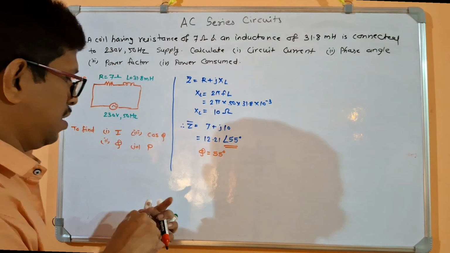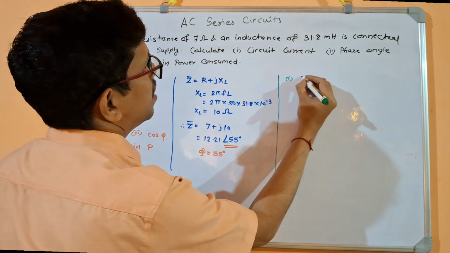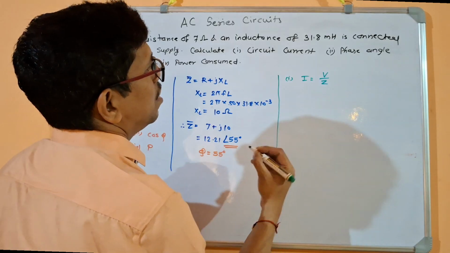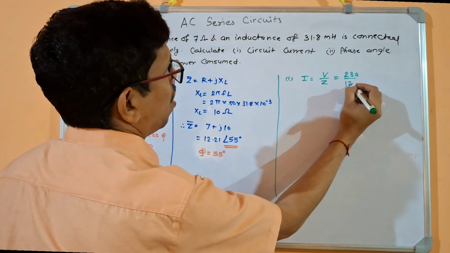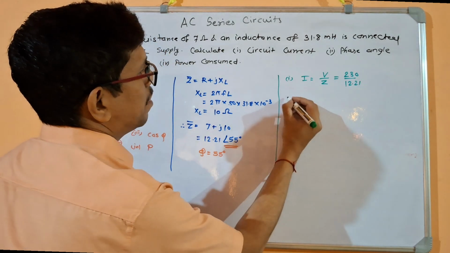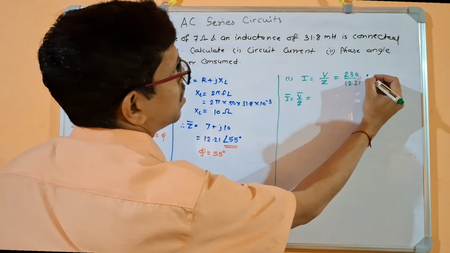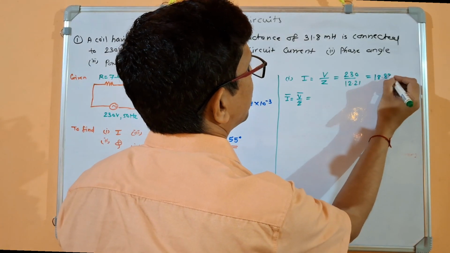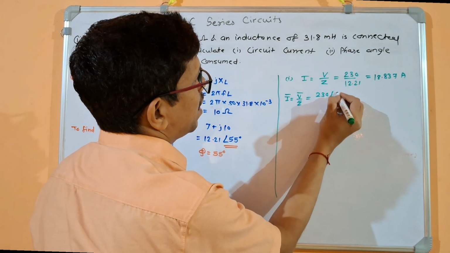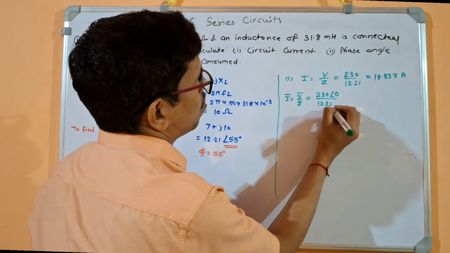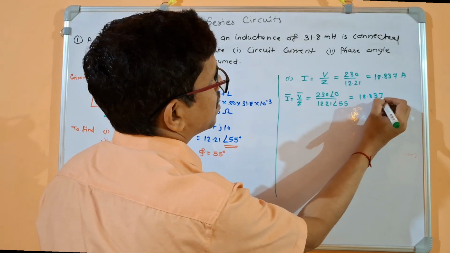Now the first thing we have to answer is I, which is nothing but V by Z. You can directly calculate with the help of magnitude, and if you want to consider phasor, you can take V bar by Z bar. Okay, so this answer gives 18.837 ampere, or you can take it as 230 at an angle 0, Z is 12.21 at an angle 55, and this will again give me 18.837.